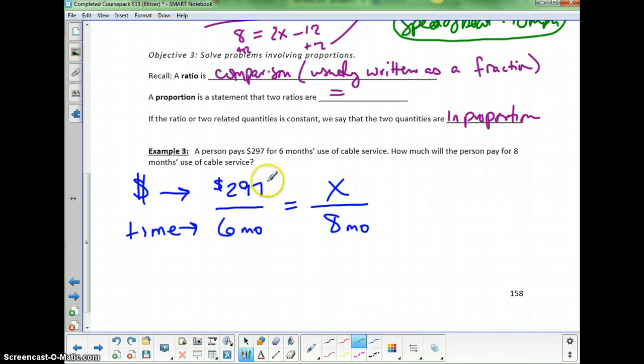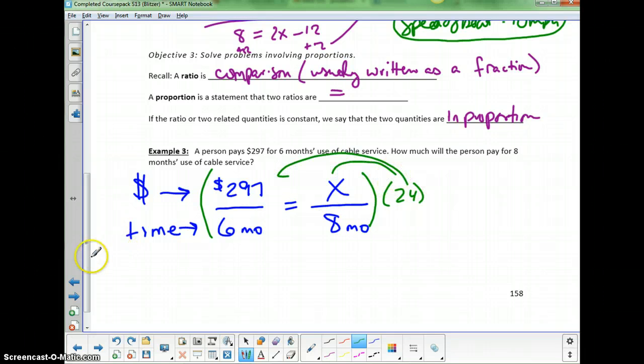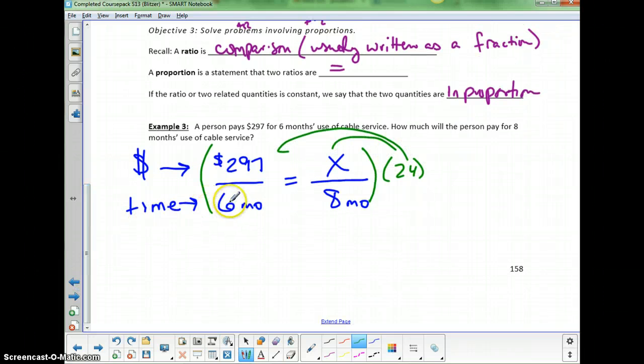Okay. To solve this equation, we need to multiply by the least common denominator, since I've got a rational expression here. Least common denominator of 6 and 8 is 24. Multiply 24 into both of these. Okay. 6 goes into 24 4 times, so I've got 297 times 4, equals 8 goes into 24 3 times, so I've got x times 3. Let me get a calculator.